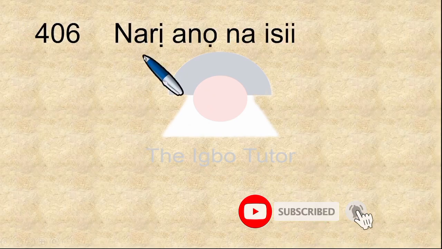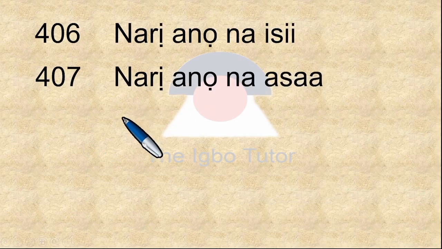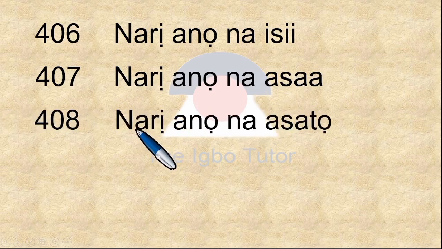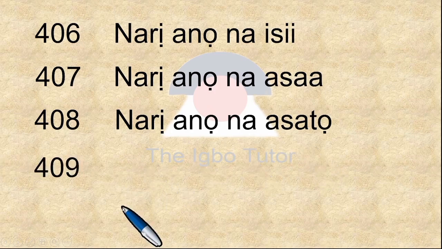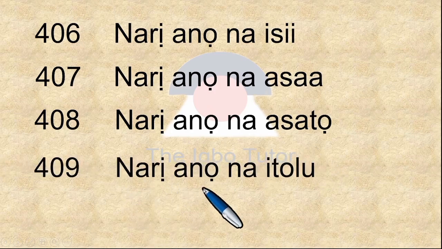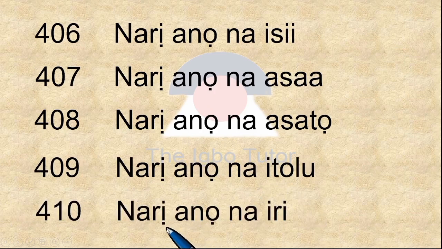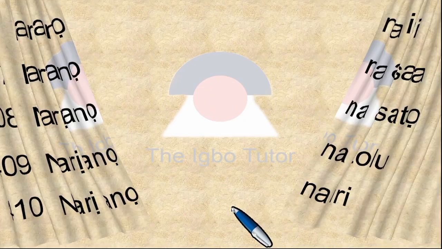406 is nari ano na isi. 407 nari ano na asa. 408 nari ano na asato. 409 nari ano na itolu. 410 is nari ano na iri. We proceed to the next page.